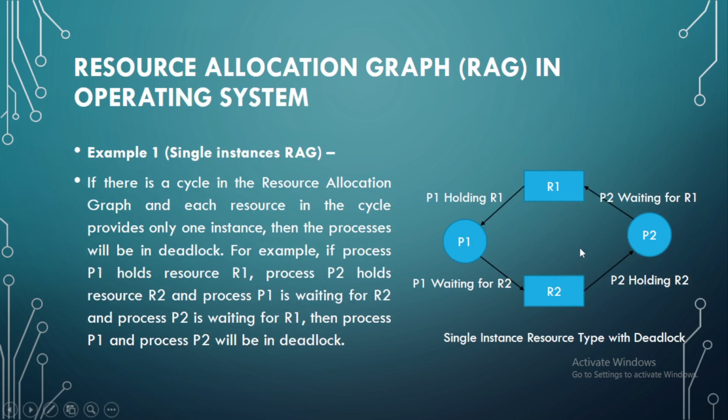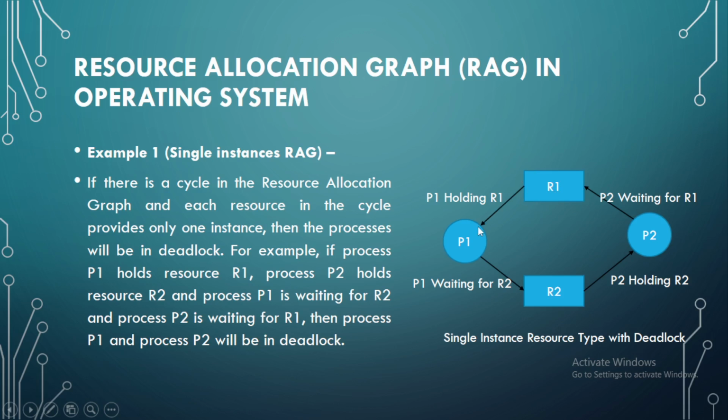For example, we have a single instance resource allocation graph. If there is a cycle in the resource allocation graph and each resource in the cycle provides only one instance, then the processes will be in deadlock. Here, as I already mentioned, an empty rectangle means a single instance. We may put a circle here, but an empty rectangle represents a single instance.